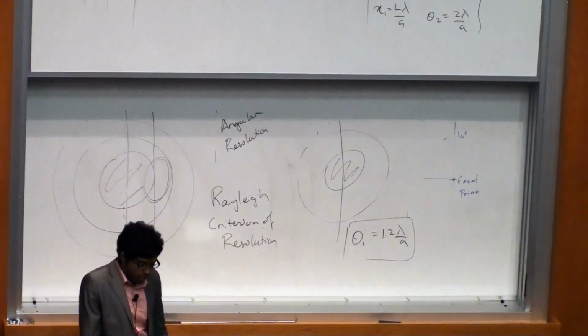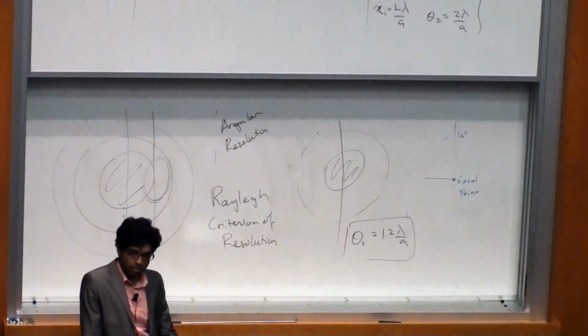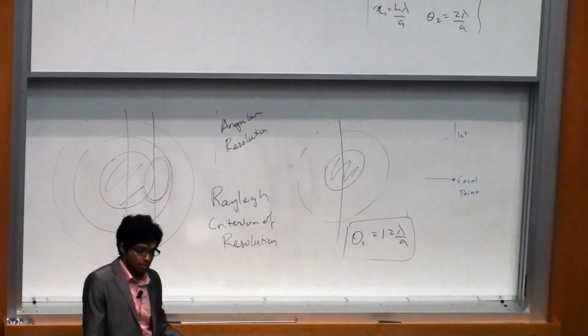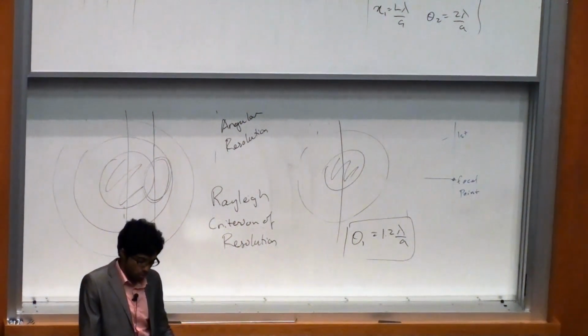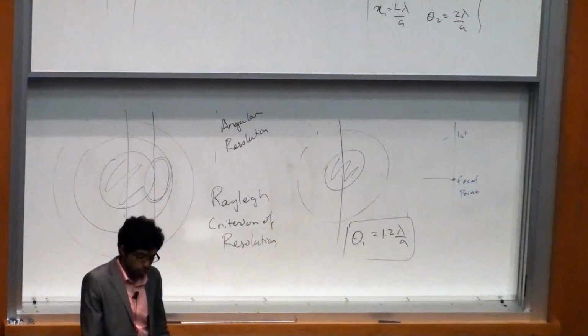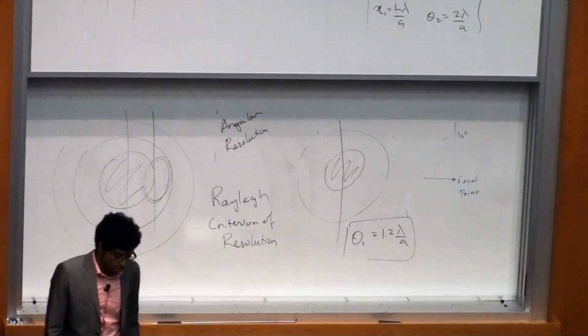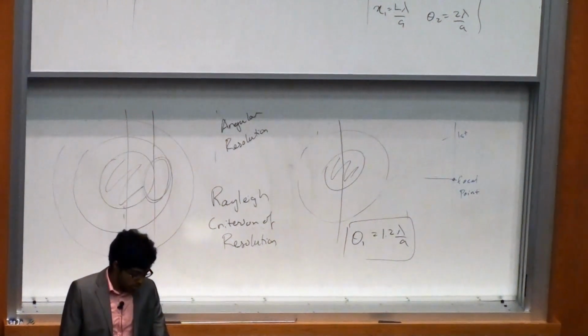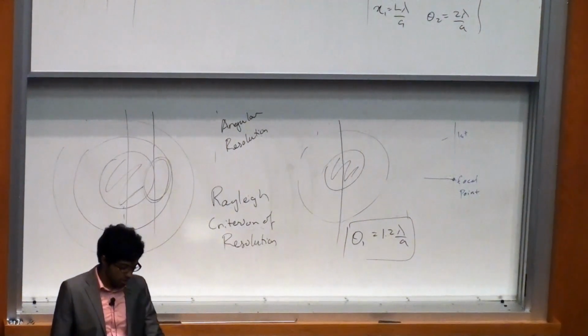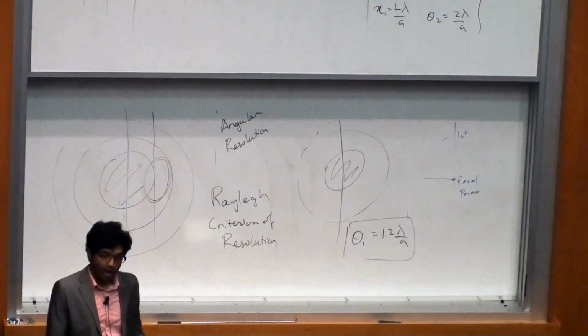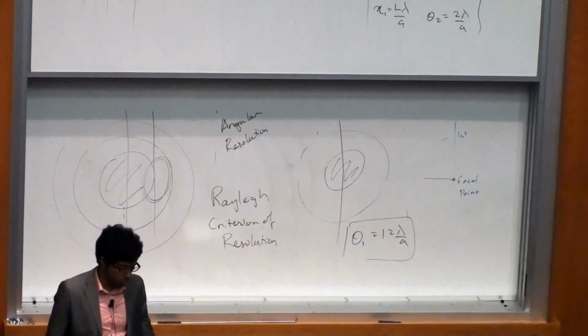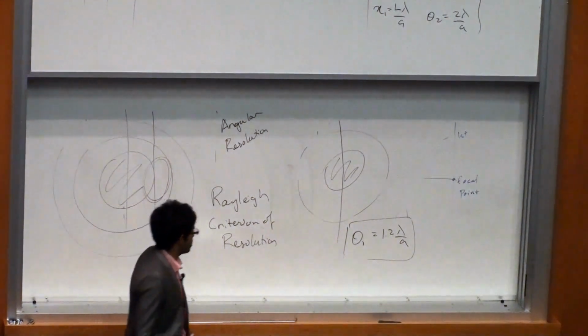And it doesn't matter whether you have a pinhole or a lens, be it an elliptical lens that we discussed for telescopes, or concave mirrors, whatever you're looking at. In all cases, the best you can do in terms of angular separation is 1.2 lambda over a. Again, this is in radians.